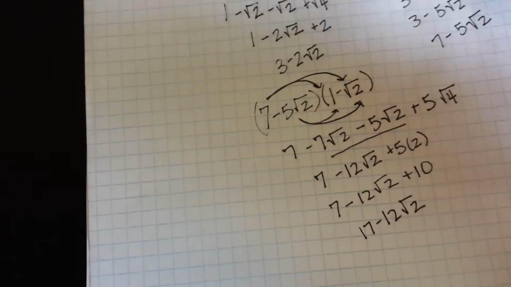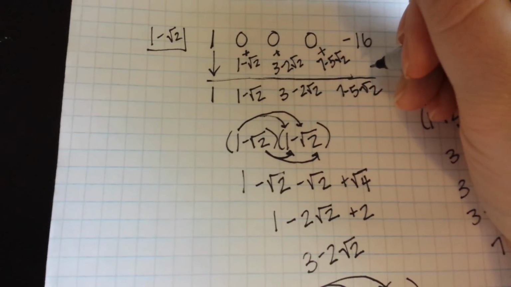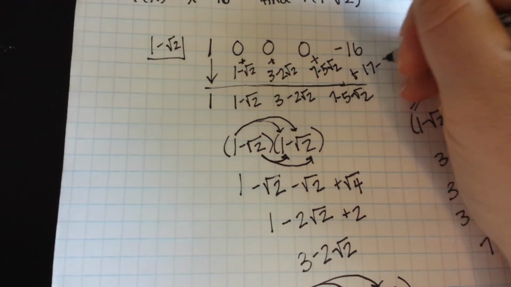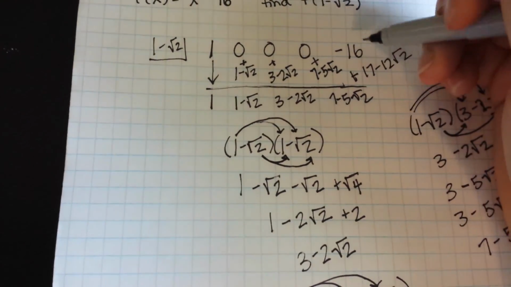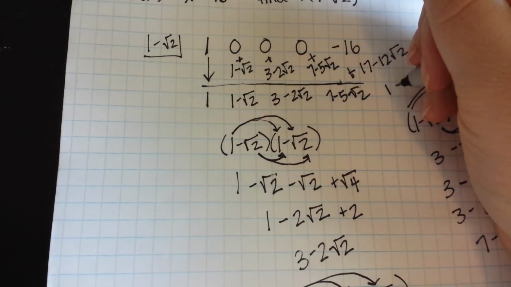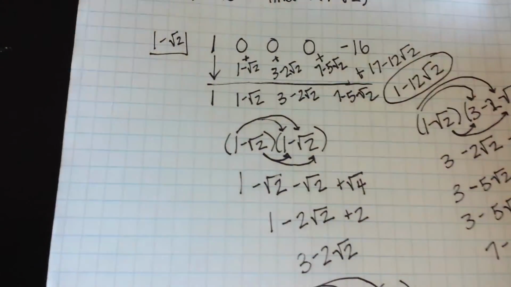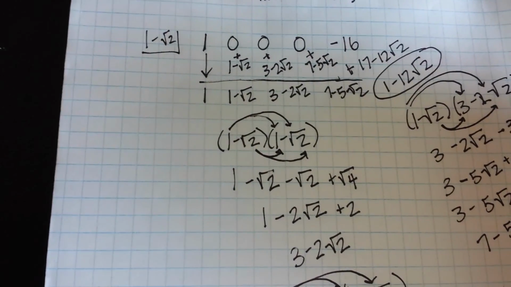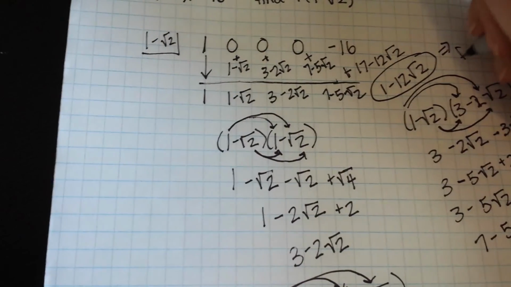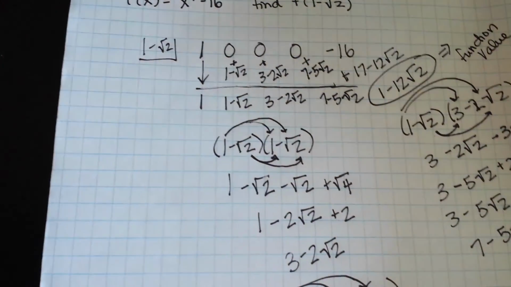Now go back up here, and we're going to take this number and add it with the last number in our synthetic division. So we're going to add 17 minus 12 square roots of 2. Negative 16 plus 17 is 1. I don't have anything that's like this to combine. So my last number in the synthetic division table is 1 minus 12 square root of 2, and this is also called the function value.